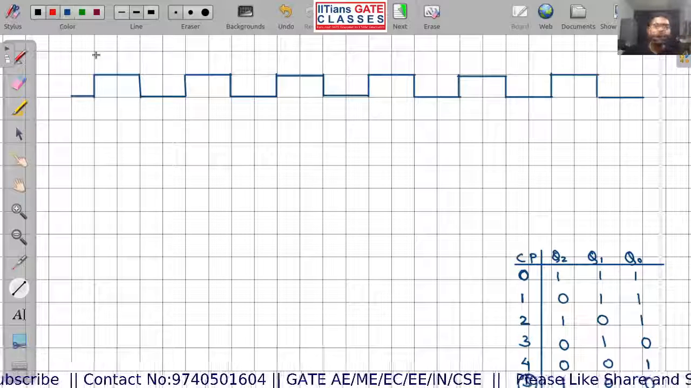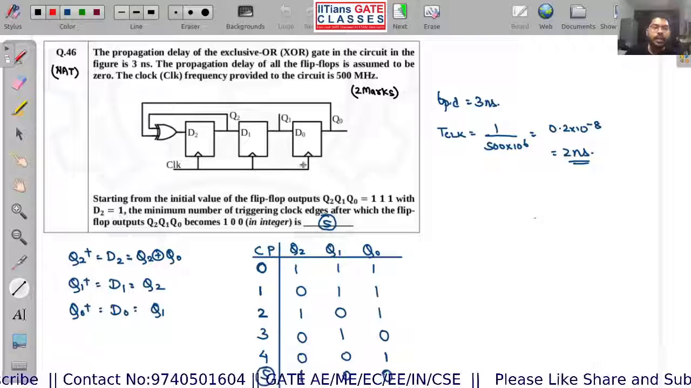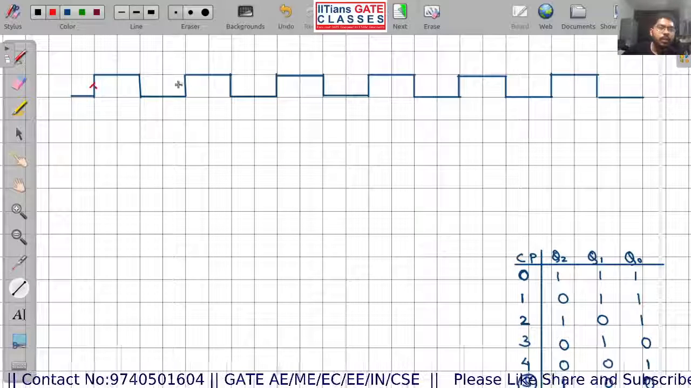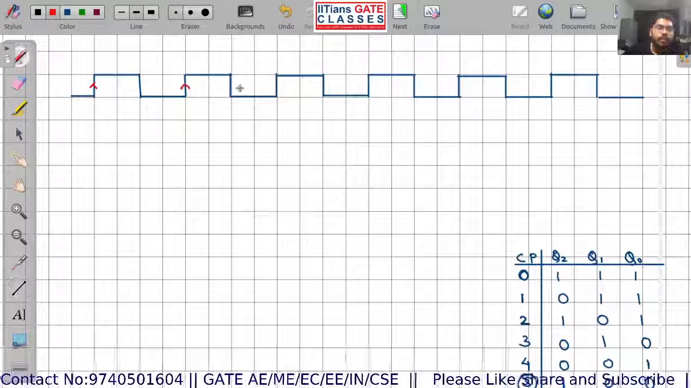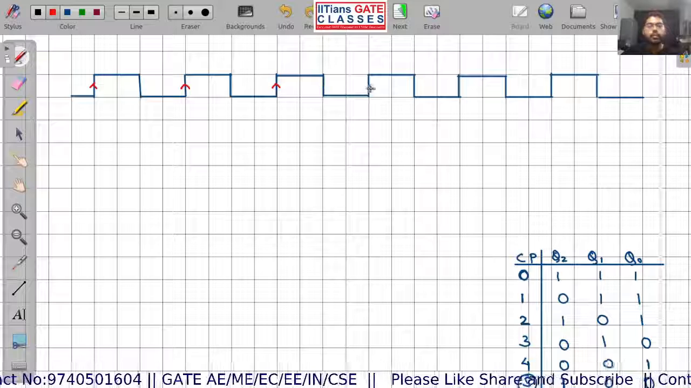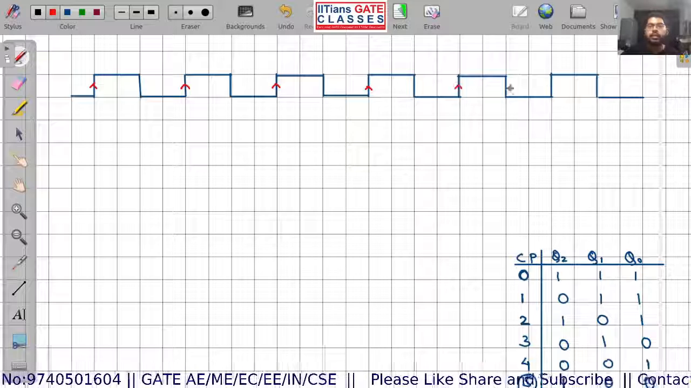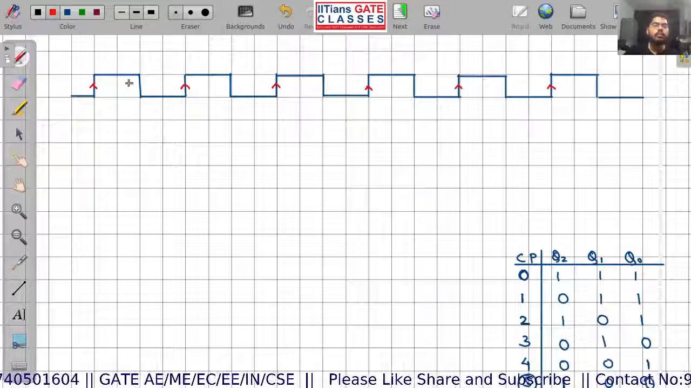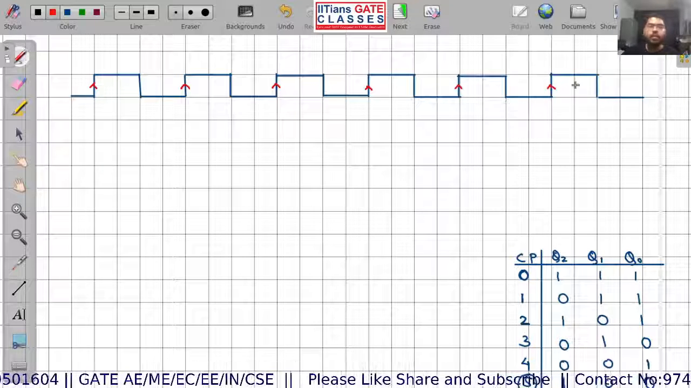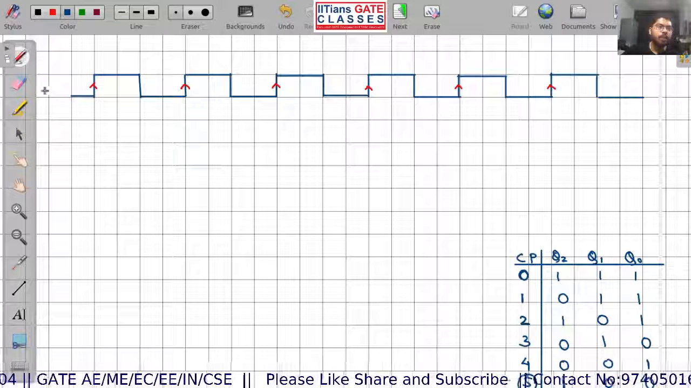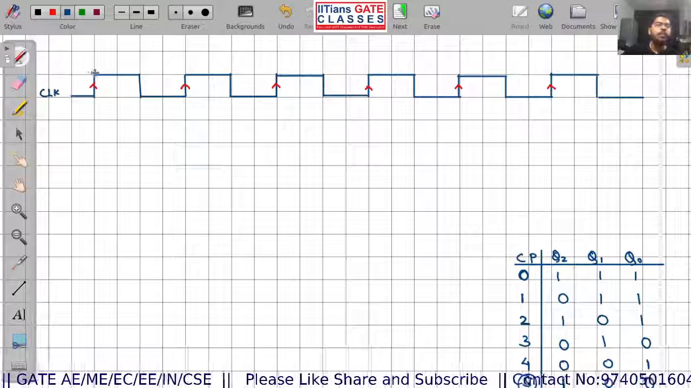So now look very carefully. These are all positive edge triggered. Okay, positive edge triggered. So this is one of the positive edges, this is one of the positive edges, this is one. This is one of the positive edges, and again here. So this is our waveform or clock. Okay. So this is basically what? This is your clock.